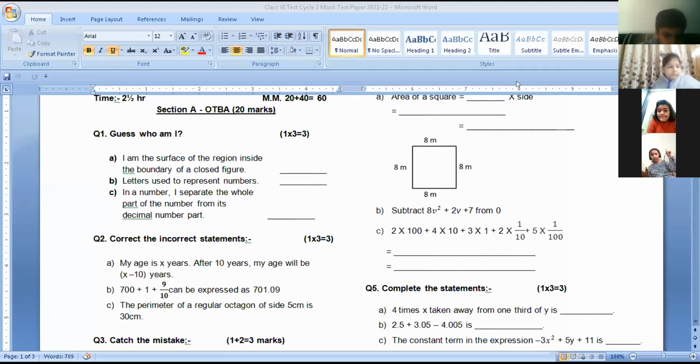Yes, Bhuvi Tandon, question number 2, A part. You have to correct the incorrect statements. My age is x years. After 10 years, my age will be x plus 10 years. That's absolutely right. x plus 10 is the right answer.